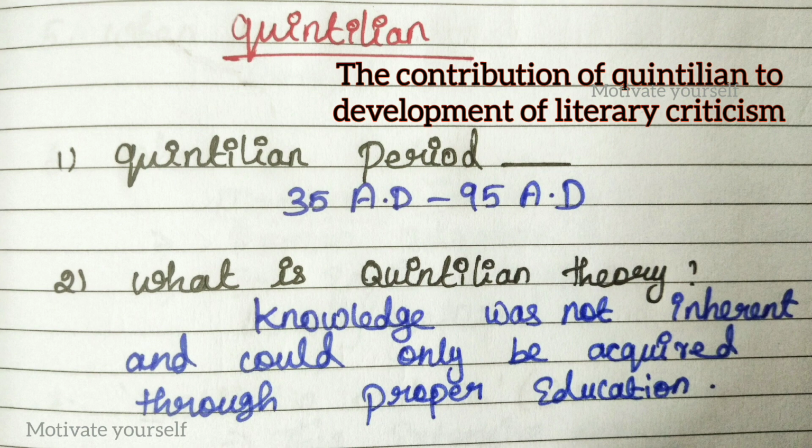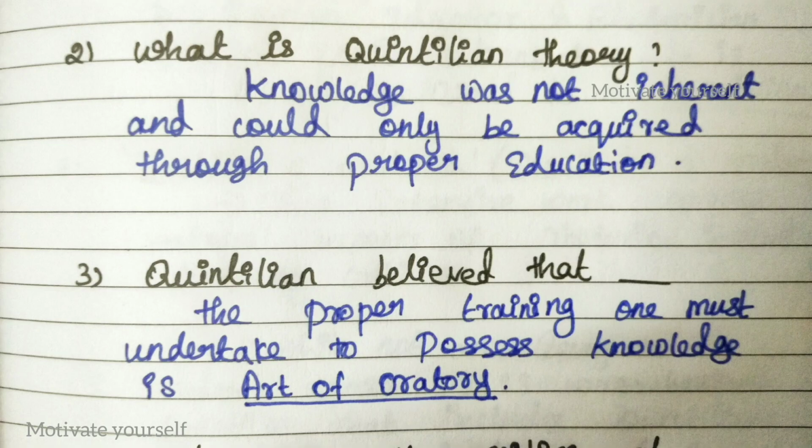Second question. What is Quintilian theory? Knowledge was not inherent and could only be acquired through proper education. Third question. Quintilian believed that dash the proper training one must undertake to possess knowledge is art of oratory.